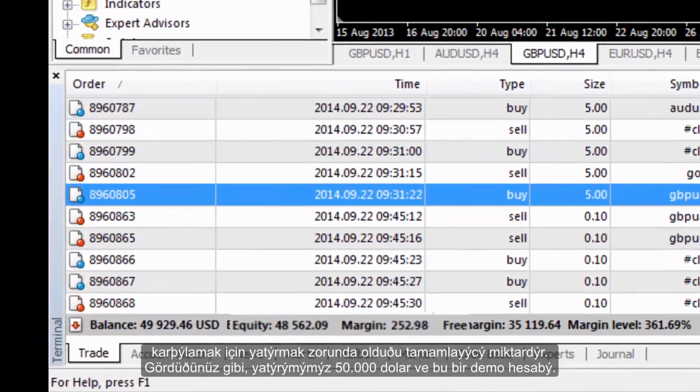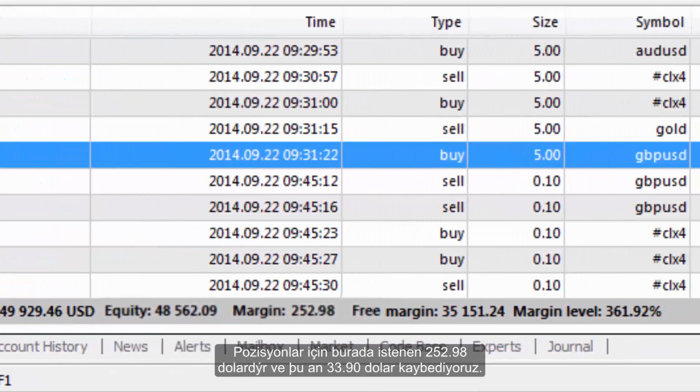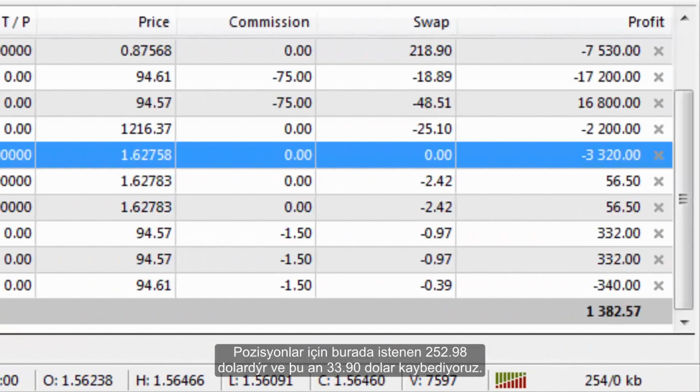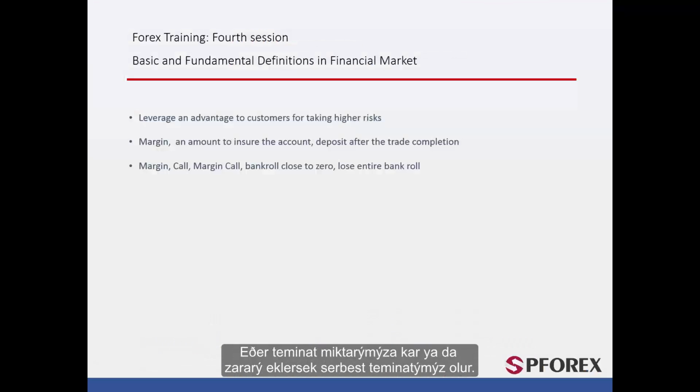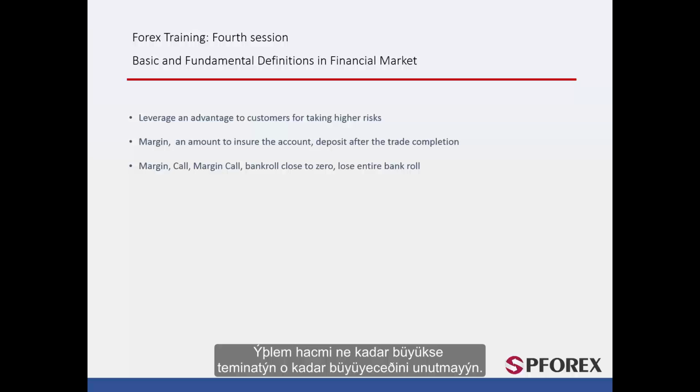As you can see, our investment is $50,000, and this is a demo account. The margin which was asked for the positions here is $252.98, and at the moment we are losing $33.9. Now, if we add our profit or loss to the amount of margin, we will have a free margin. Thus, any time that we close a position, a free margin amount will be charged to the account. Remember that the bigger the size of a transaction, the bigger margin it makes. When a party miscalculates their account and the account goes down almost to zero, it's referred to as a margin call.